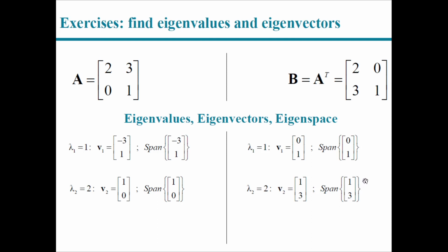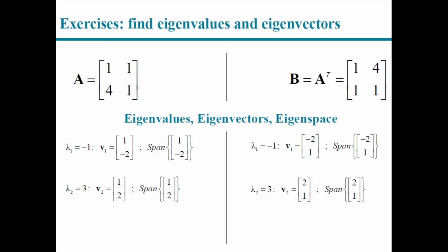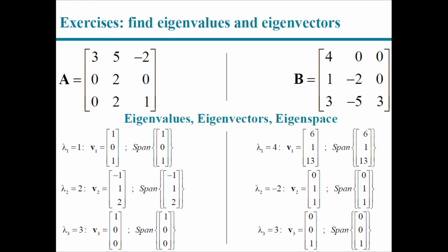So be careful. When you have a matrix and its transpose, the eigenvalues are the same. The geometric and algebraic multiplicity of the eigenvalues is the same, but the eigenspaces are different. So these are just examples. So here is another one. So I just repeat, I have a matrix and its transpose. So the eigenvalues, I know they are the same. So I just need to recompute the eigenvectors associated. And you see they're different. So just go through the process, have some fun.